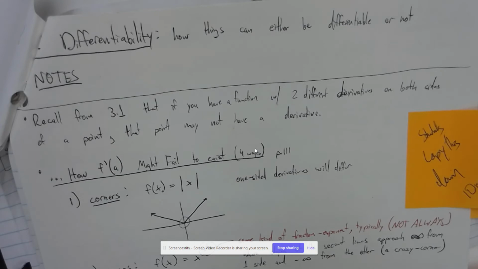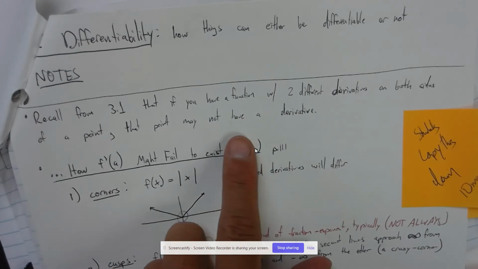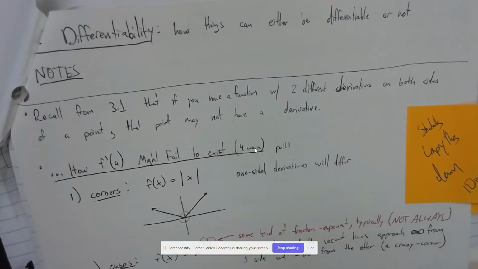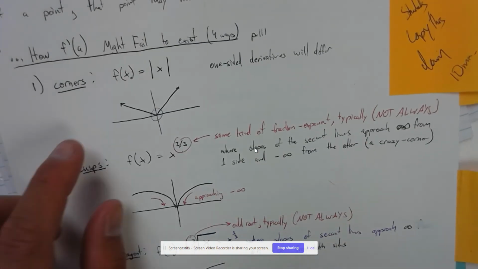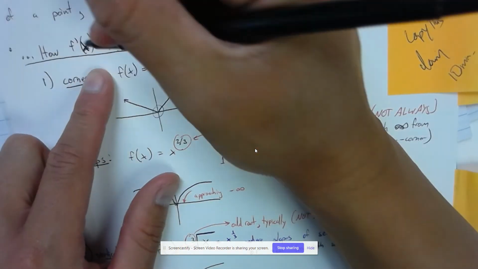Recall from 3.1 that you have a function with two different derivatives on both sides of a point. If you just watched the video or you recall our last lecture, we were talking about derivatives from both sides, and if they agree, if they're the same derivative from the left hand and the right hand, then the point should have a derivative. But if it has two different derivatives, then that point should not have an overall derivative there. I know it says f prime of a, but we'll just put f prime of x. The f prime of x might fail to exist.